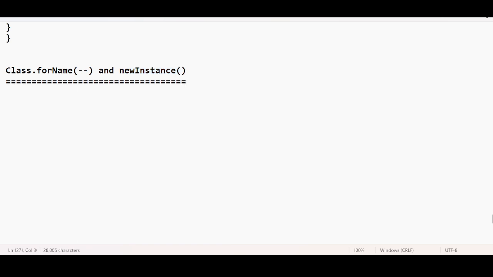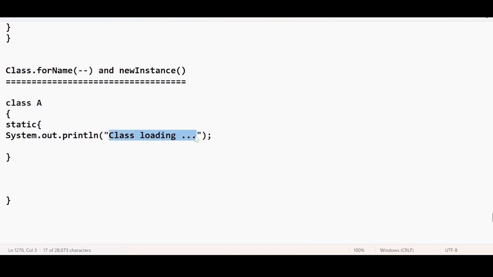To proceed with our discussion, I am taking a simple class. The name of the class is class A. Inside this class, I am taking a static block with System.out.println. We already know that static blocks are recognized and executed at the time of loading the respective .class file to the memory. So I am keeping a very readable and meaningful statement: class loading. And I am taking a constructor.